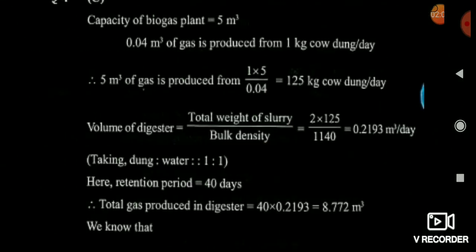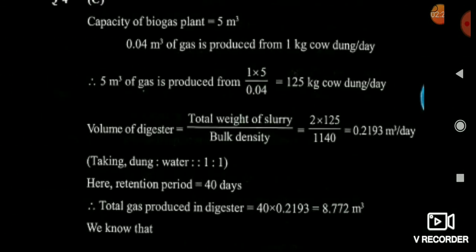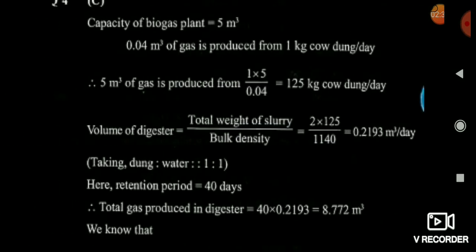125 kg of cow dung is used for generating 5 meter cube of gas, and an equal amount of water, means 125 kg of water again is used. So 2 into 125 divided by the bulk density is given. Bulk density of slurry is 1100 kg per meter cube, so you should multiply it by 1100. Sorry, by mistake 1140 is written here. That is 1100, and you will get the volume of digester.